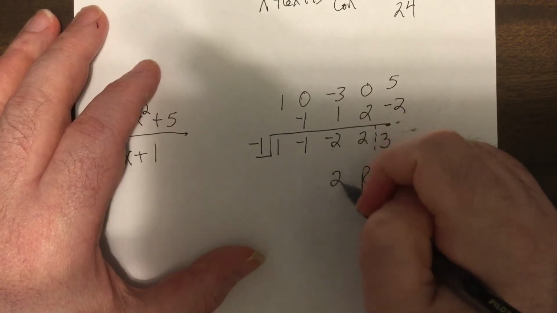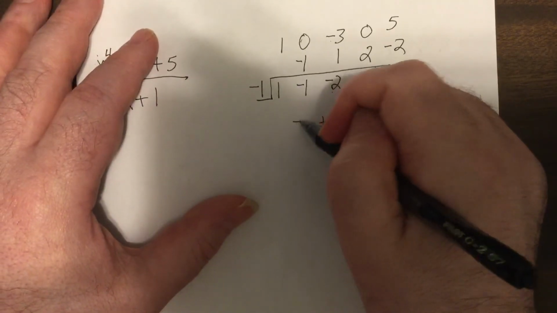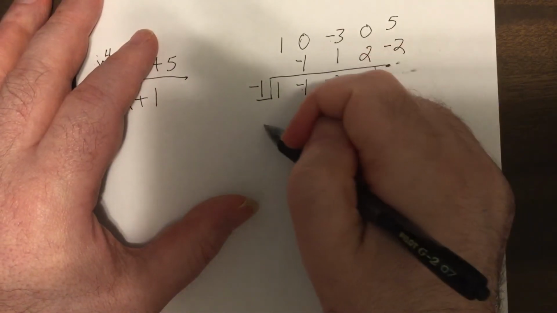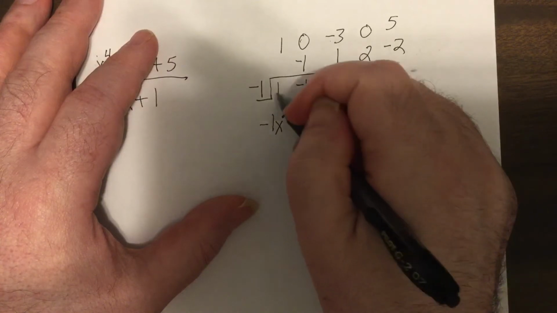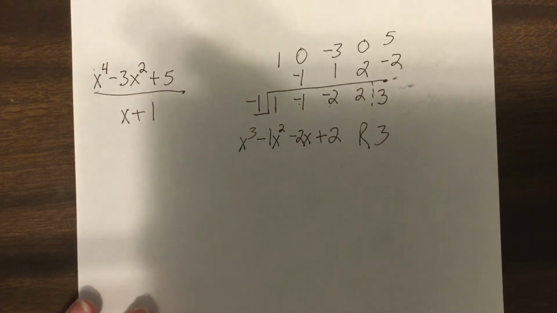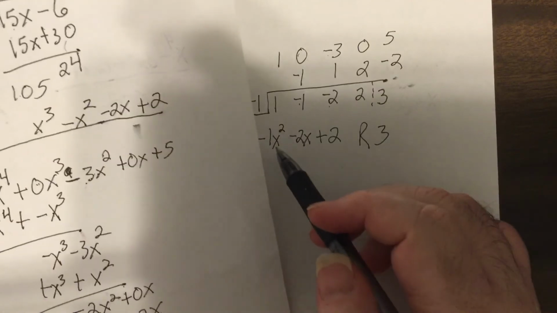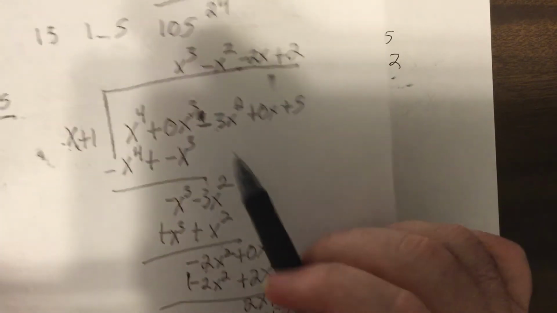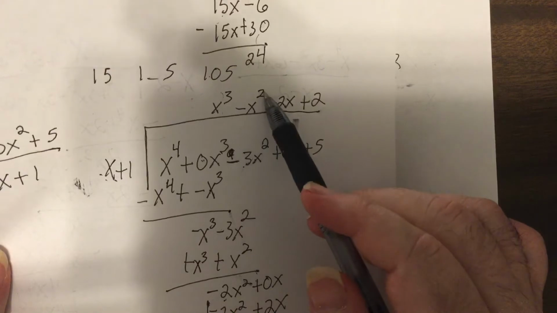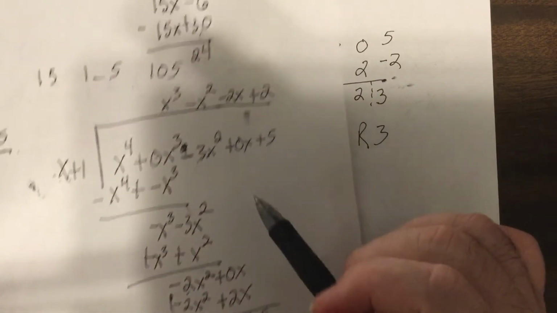That's your constant. That's a positive. That's your coefficient of x. Then x squared's coefficient, x cubed. And then we've hit the wall. Let's look at what we had here. Oh, you're going to be so shocked. I have x cubed minus x squared minus 2x plus 2, remainder 3. Woohoo, so you get the same answer.